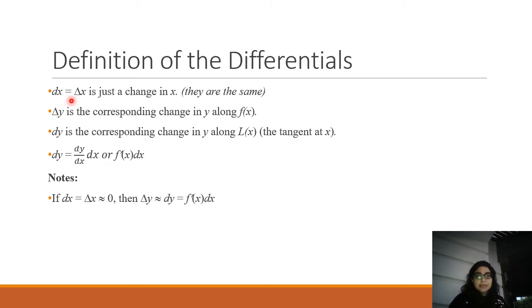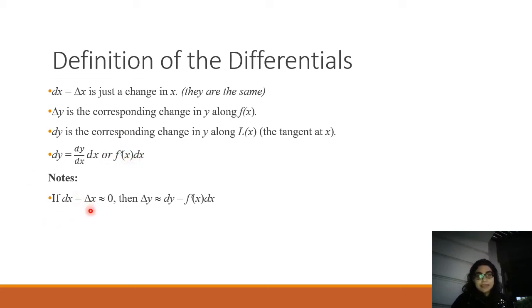So dx equals delta x, it's just a change in x, and they are the same value. Delta y is the change in y along the function, the change between 2 points along the function. dy is the change in y along the linearization of x, along the tangent line. Can I write dy in another format? Yes, I can. I can say that dy is dy by dx times dx. If you cancel those terms together, you'll be left with dy. Or it is the derivative, because dy by dx is f dash of x, or f prime of x, times dx.